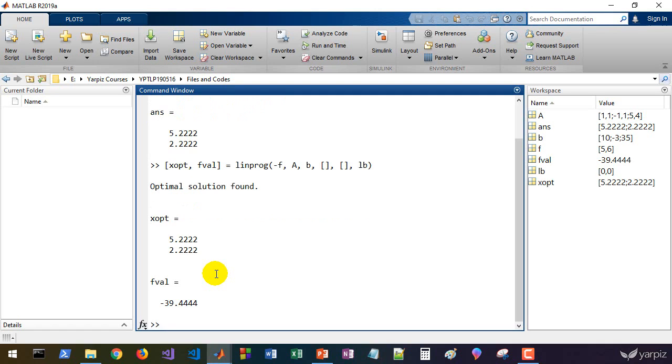And we now have the optimum value of x and the related objective value, and this is the actual objective value, 39.444, and this negative sign is due to the negation of our coefficients. So the optimum solution is represented by xopt, and the related objective value is this. Let's gather these definitions into a script.